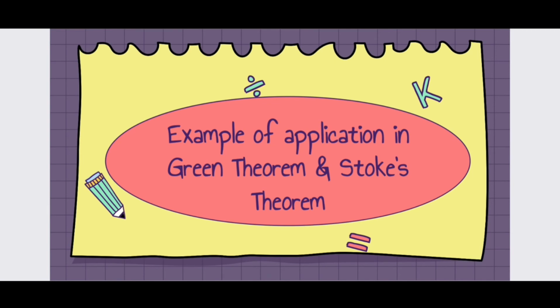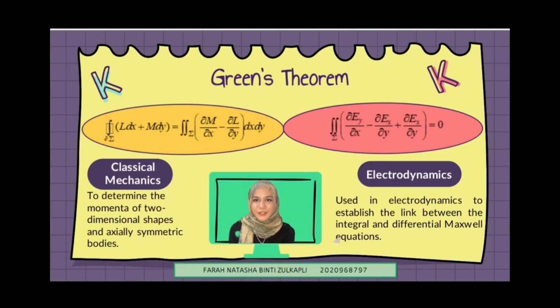Next are examples of applications of Green's theorem and Stokes' theorem. In Green's theorem, there are 2 applications, which are classical mechanics and electrodynamics. Classical mechanics is used to determine the momenta of 2-dimensional and axially symmetric bodies, while electrodynamics is used to link the integral and the differential Maxwell equations. Green's theorem will be utilized to demonstrate the relationship by deriving the differential Faraday's law from the integral form.